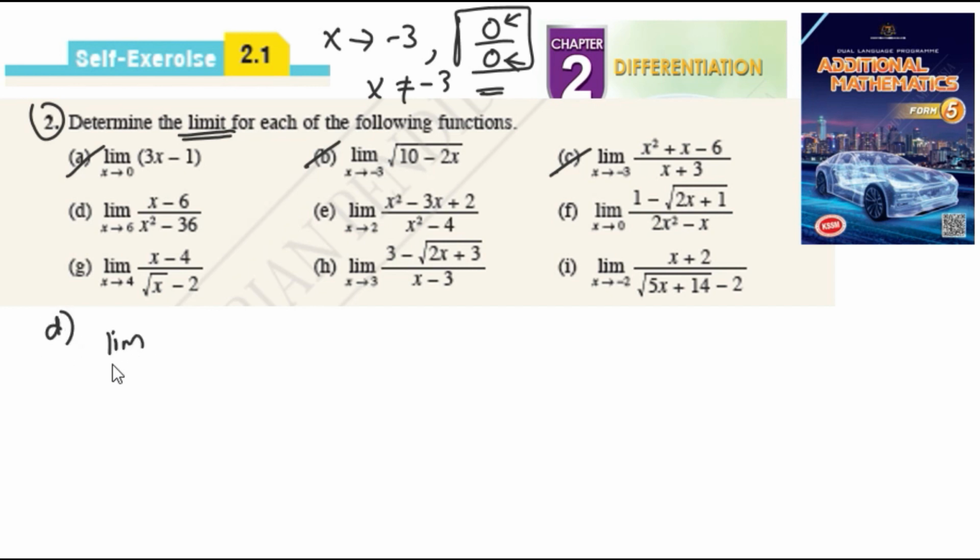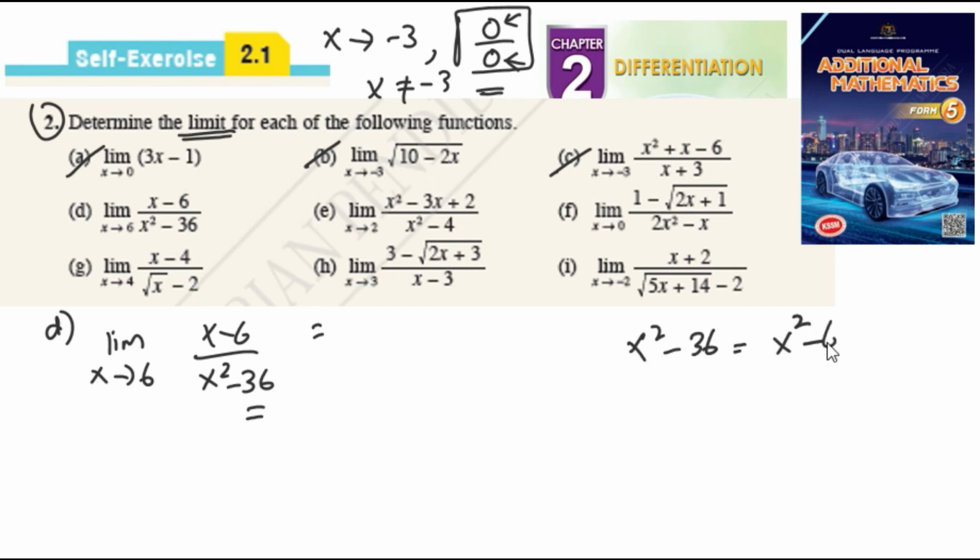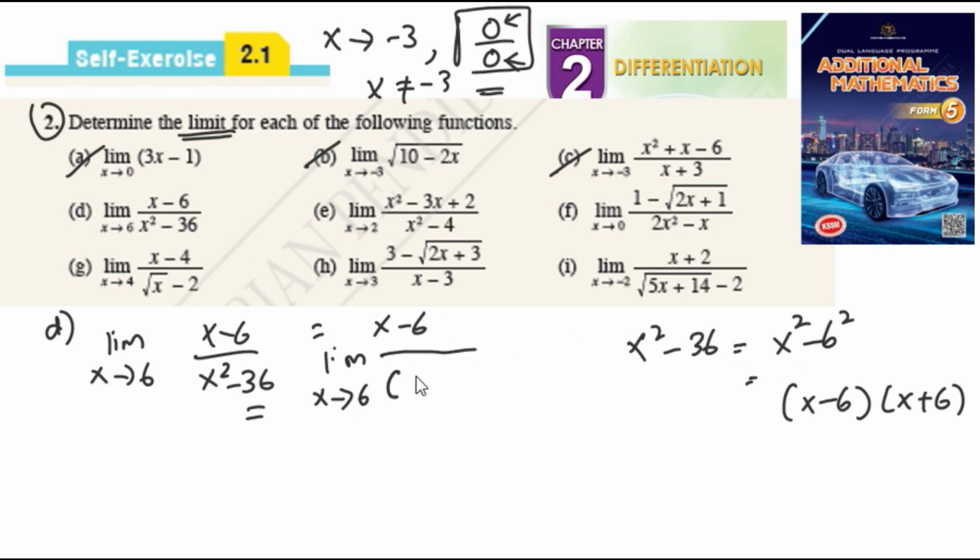So D, limit x approaching 6, x minus 6, x squared minus 36. So you can factorize below. You see x squared minus 36 is equal to x squared minus 6 squared. So when you factorize, you will get x minus 6, x plus 6. So if you can factorize, you factorize. So here, if you just substitute above, you see 6 minus 6, you will get 0. So here x minus 6, don't forget the limit because you are not going to substitute it yet, divided by below would be x minus 6, x plus 6.